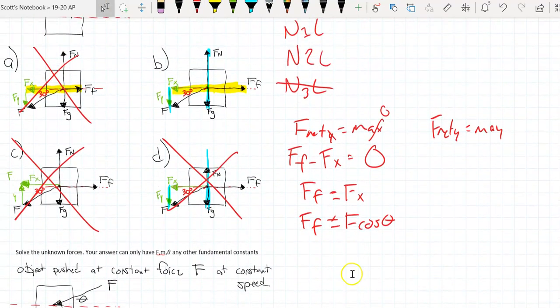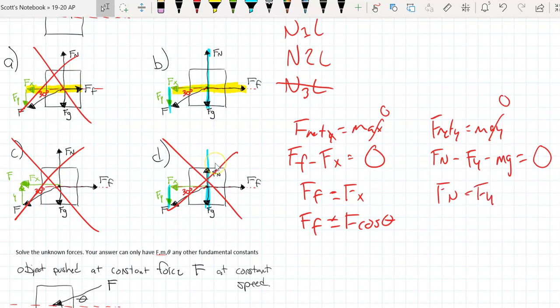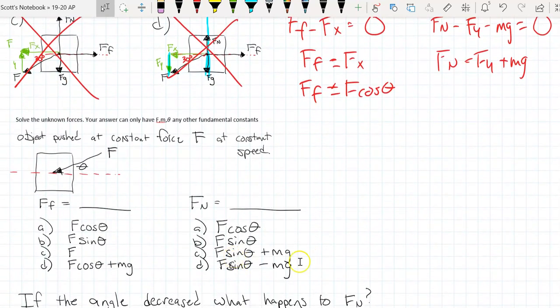So, F net in the y. What arrows are going up? I can see those in the blue, highlighted right here. So here I have Fn going up, minus Fy going down, minus force of gravity equals, again, it's not accelerating, so that's 0. So force normal must equal force y plus mg. So I can go down here. Hey, there's only one that has plus mg, so it has to be that one. And that trig function would prove. So we said this one is A, and this one should be C.